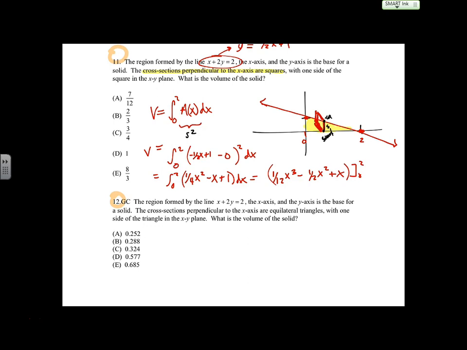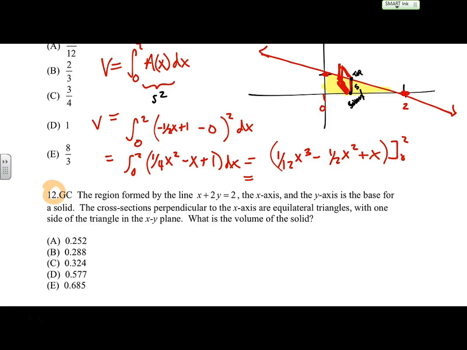Getting the graph, knowing the formula, plugging it in properly, and then integrating. But if we plug in very carefully, we have integrated. Now it's time to plug in. We'll end up with 1/12 times 2 cubed, which is 8, minus 1/2 times 2 squared, which is 4, plus 2, F of b minus F of a. The F of a is 0. Equals 8 over 12, which ends up being 2/3, minus 2 plus 2.